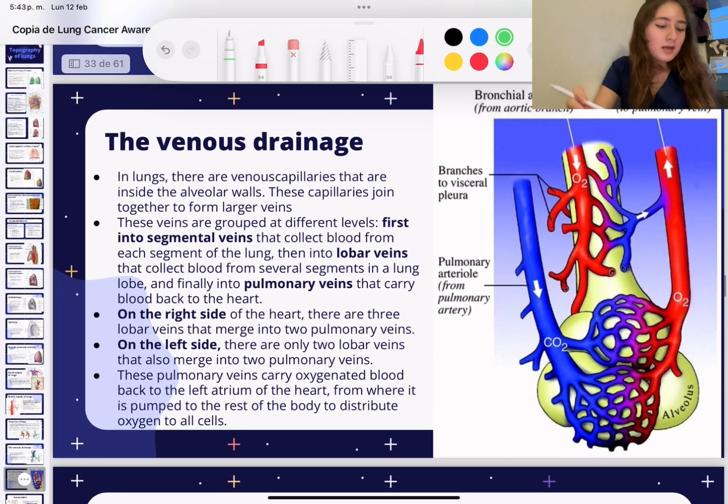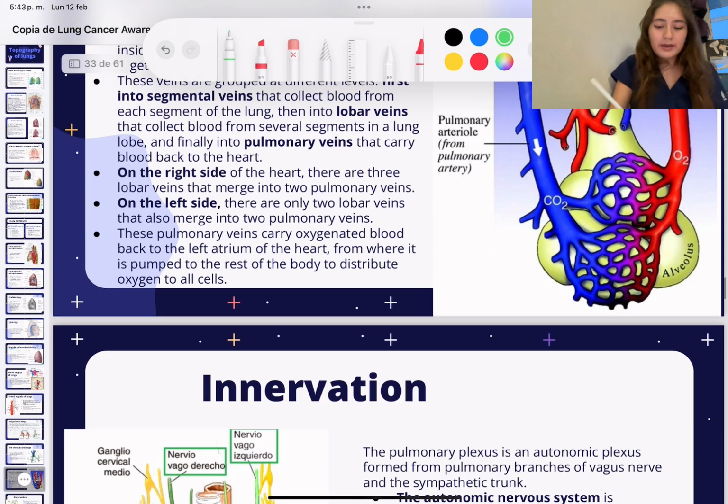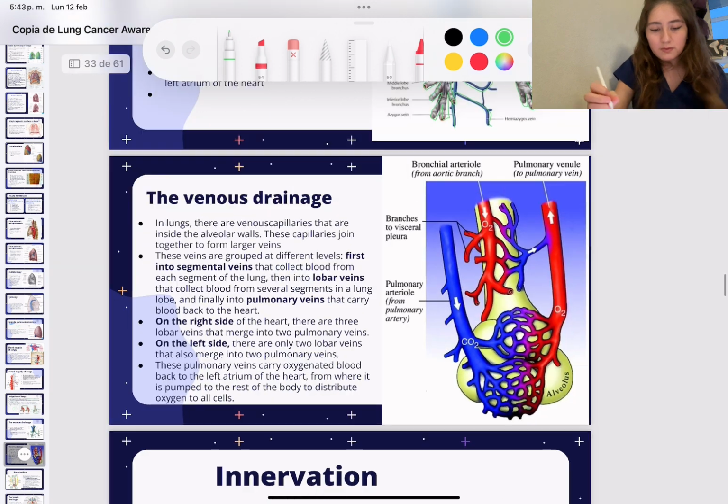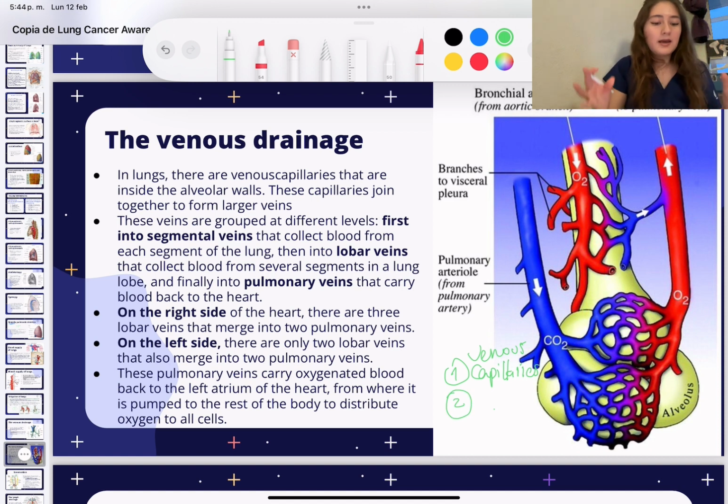Venous drainage. In lungs, there are venous capillaries that are inside the alveolar walls. These capillaries join together to form large veins. These veins are grouped in different levels. First, into segmental veins. So we have, first of all, venous capillaries. Then they are grouped into different levels and become first into segmental veins.